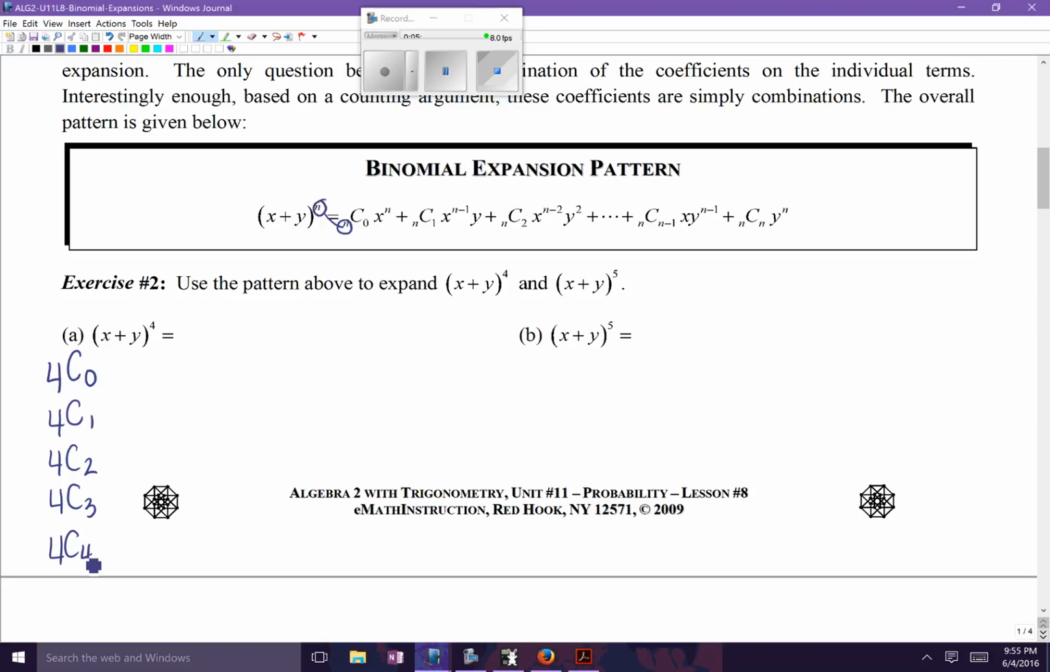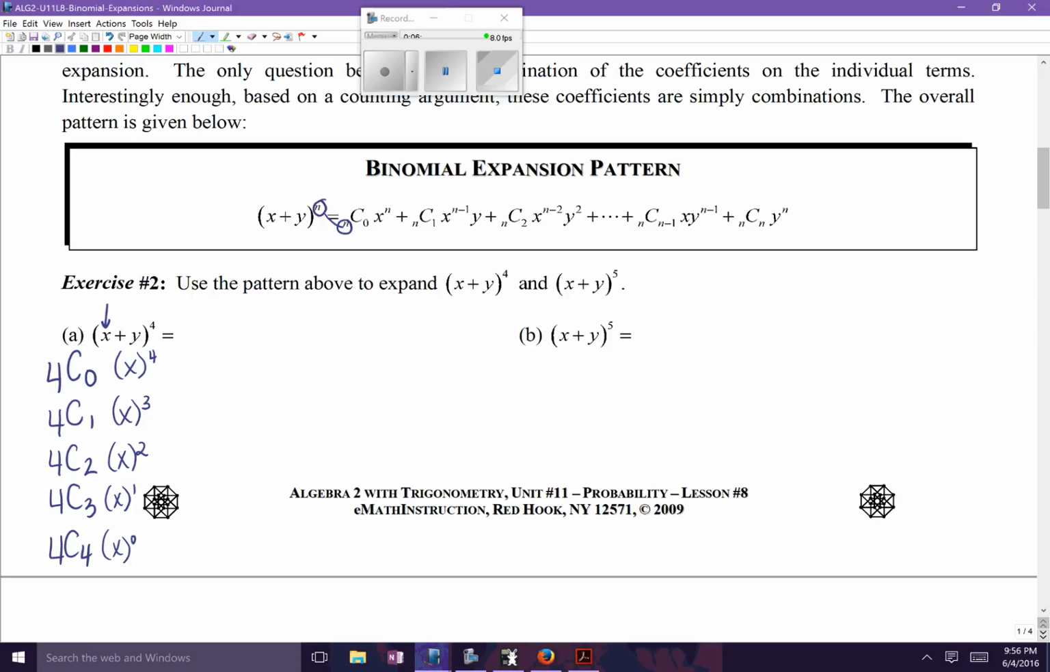So all I did was I took my power, right? That went on the left-hand side, and then I went from 0, 1, 2, 3, 4. Okay, simple enough. Now I have to figure out what's happening with this term right here. Well, as we said before, the powers of x are decreasing. So it's going to be x raised to the fourth, x raised to the third, x squared, x to the first, and then x to the 0.